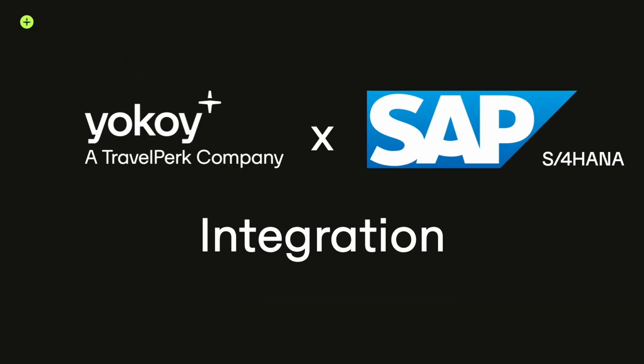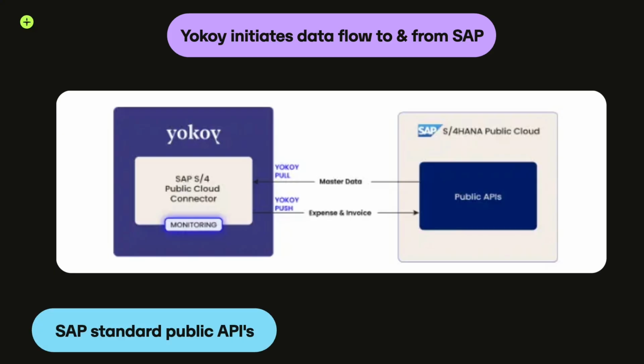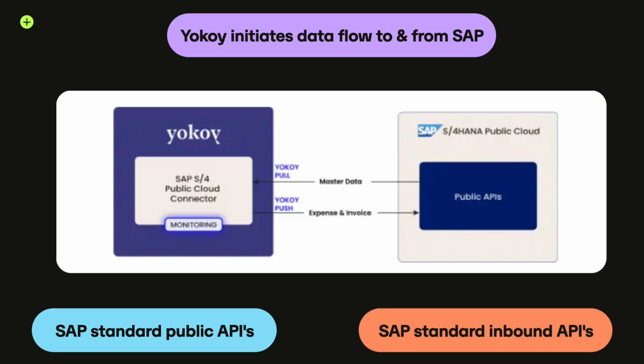Once the integration is set up, Yokoy is responsible for retrieving data from the SAP S/4HANA Cloud system using SAP standard public APIs and posting expense and invoice data in SAP via the SAP standard inbound APIs using a push mechanism. Now let's take a closer look at some of the data being synchronized.